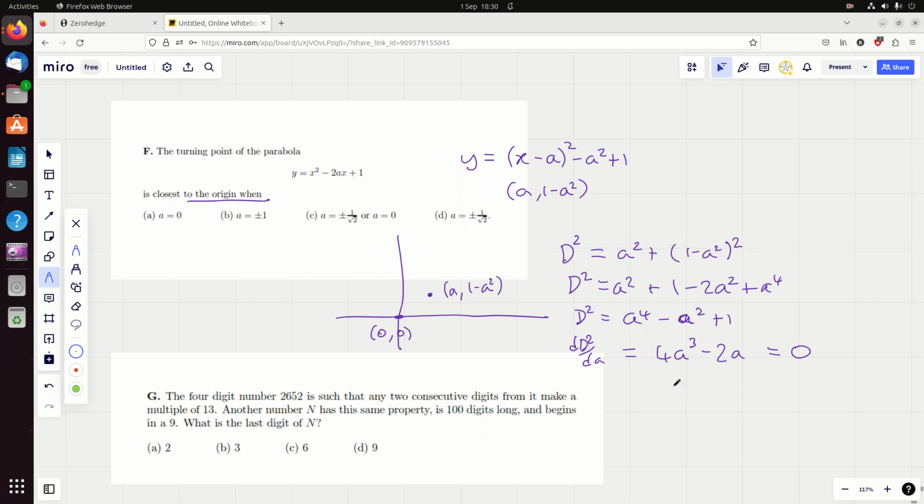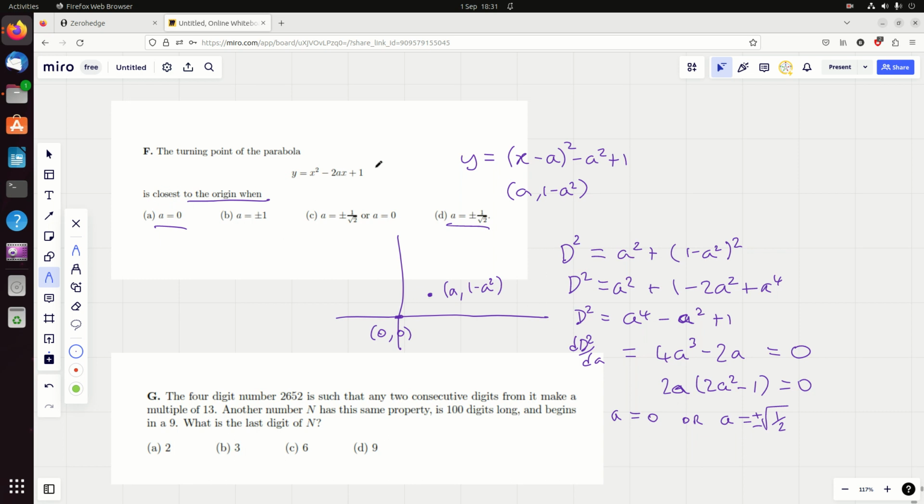And so 2a cubed minus a, let's take out the 2a actually. 2a times 2a squared minus 1. Yeah, that gives a equals 0, or a equals plus or minus the square root of 1 over 2. Now we've got to decide which one of these it is, which is why we should have just plugged it in. One of these is going to give us a maximum distance from the origin, and one of them is going to give us a minimum distance, the closest distance to the origin.